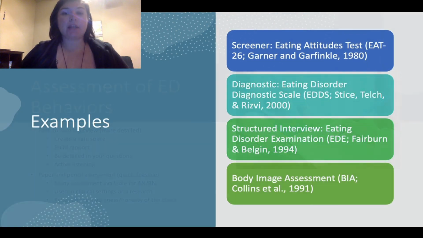Some examples that we can use for screening and assessing for eating disorders: one screener is the EAT test, which is only 26 questions and helps screen for whether there's some type of eating disorder issue. And then if we're diagnosing, we can use the Eating Disorder Diagnostic Scale. For a structured interview, we would use the Eating Disorder Examination. And then there's also the Body Image Assessment, or the BIA.